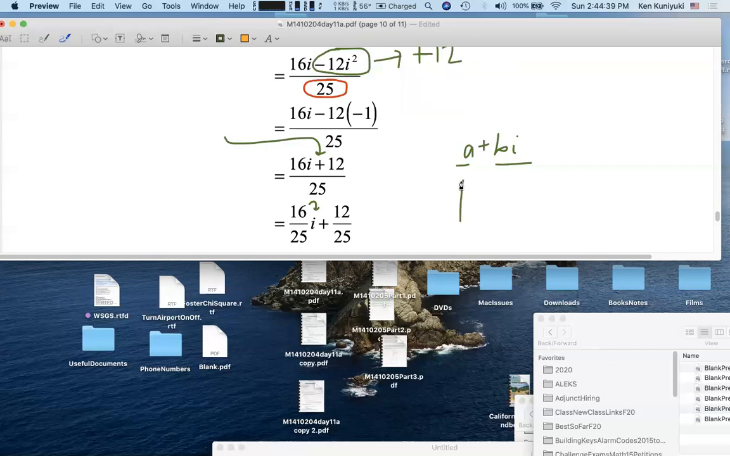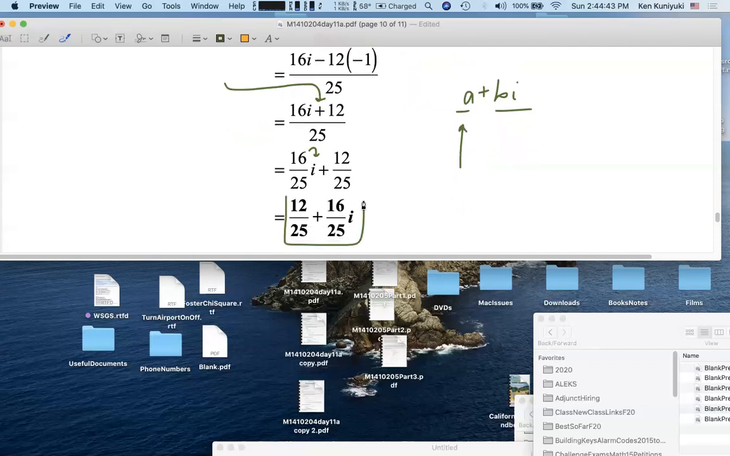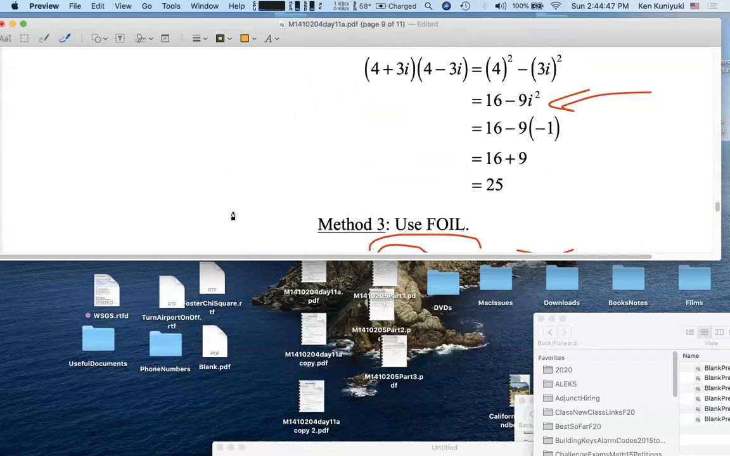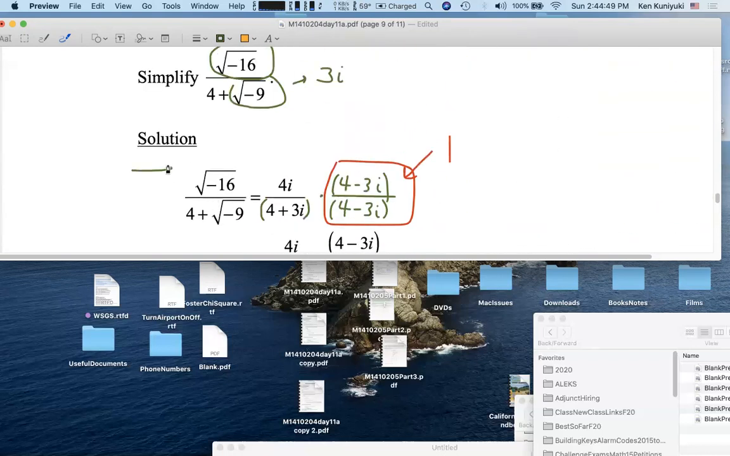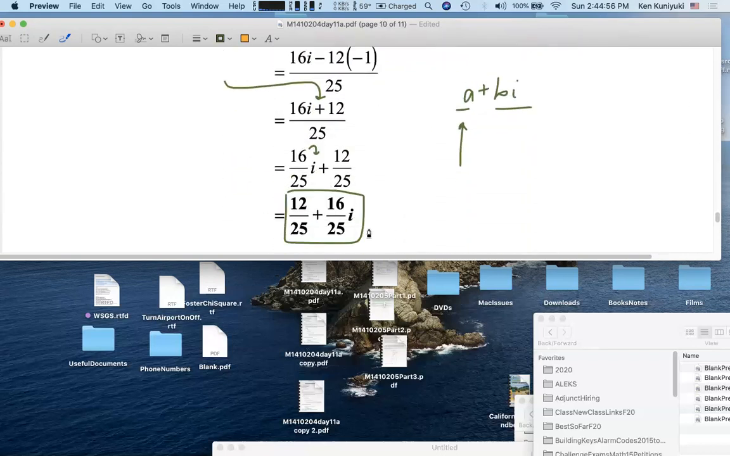We're not quite done yet. The real part comes first. Switch the terms, and we get that. This complex number divided by this complex number ends up being this complex number in standard form. 12 over 25 plus 16 over 25 times i.